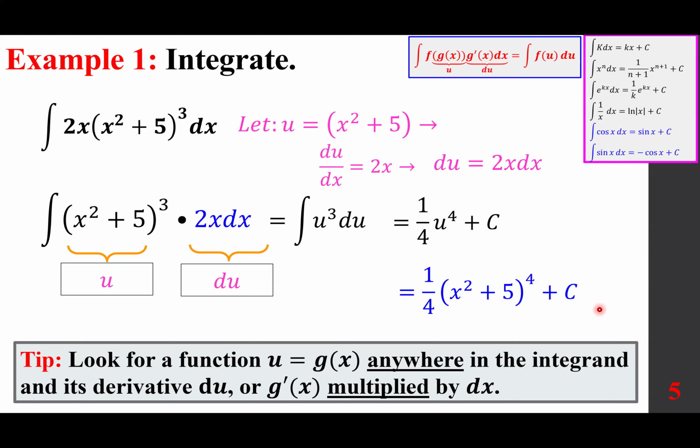c. So what is the technique? What is the tip? Look for a function u equals g of x anywhere in the integrand and its derivative du, or g prime of x, multiplied by dx. So look for a function that can represent the u and then its derivative times dx. And anytime you do the substitution, that is your very first step. You have to write down the choice of u, and then you calculate du. That's the very first step before we move on.